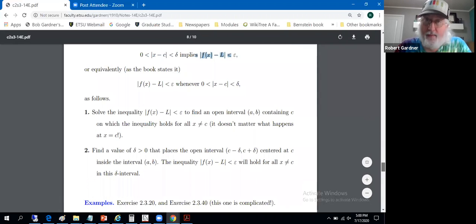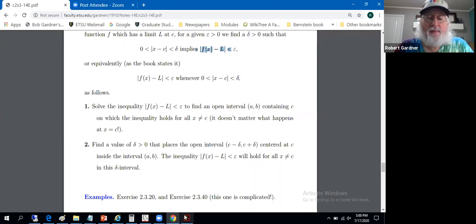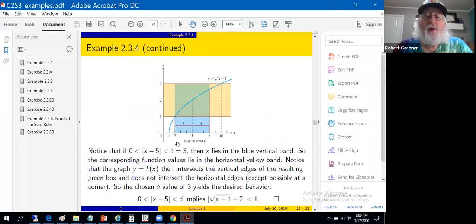Okay, here's how we're going to algebraically find deltas. We'll solve the inequality, absolute value of f of x minus L is less than epsilon, to find an open interval (a, b) containing point c on which the inequality holds for all x except for c, possibly. Here's what that means. Let's go back to the previous example. That's when we had the numbers 2 to 10. Between 2 and 10, we had the graph of the function lying inside the yellow band. So solving the inequality related to the epsilons and the function values produces an interval. In this example, it was the interval 2 to 10. Back to the notes.